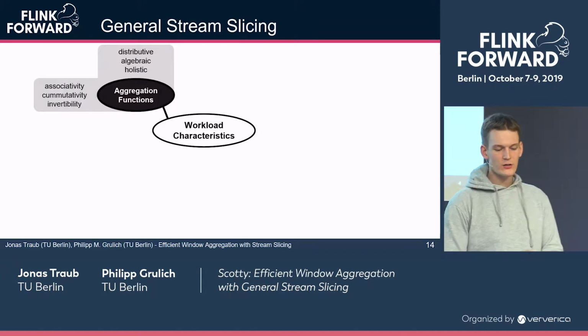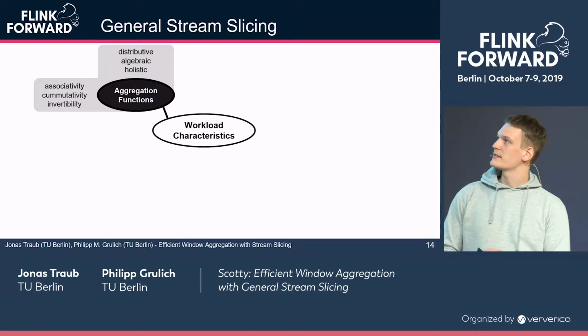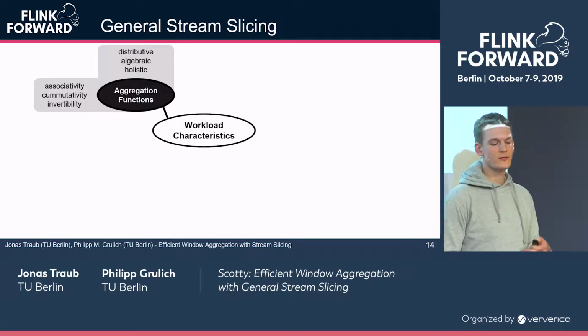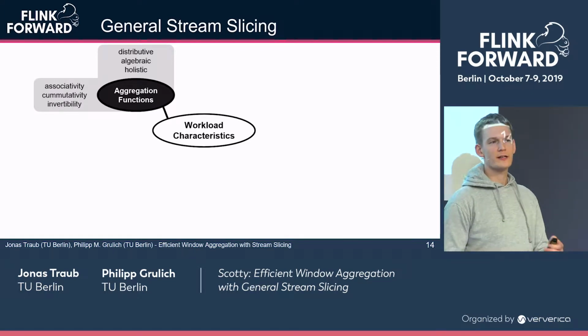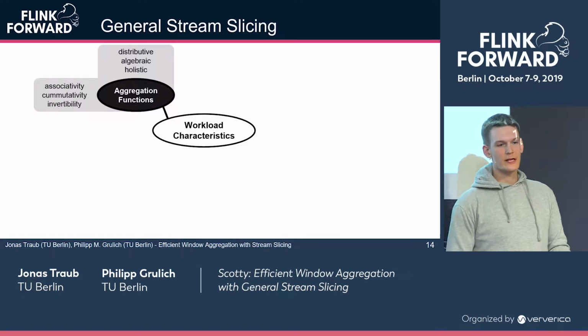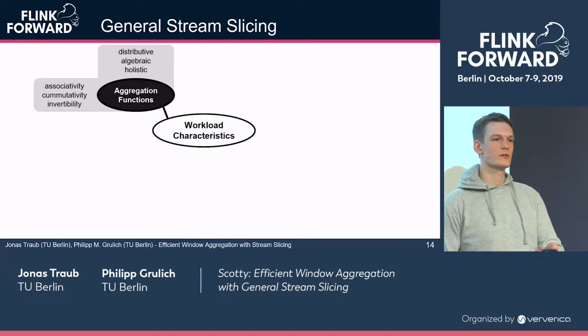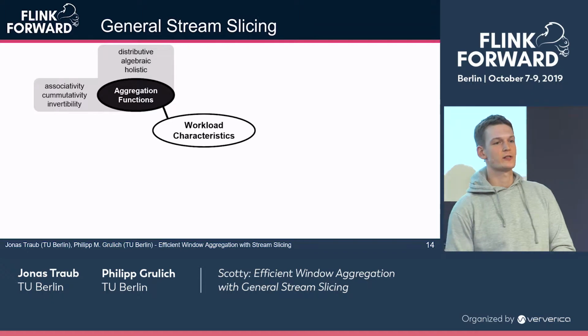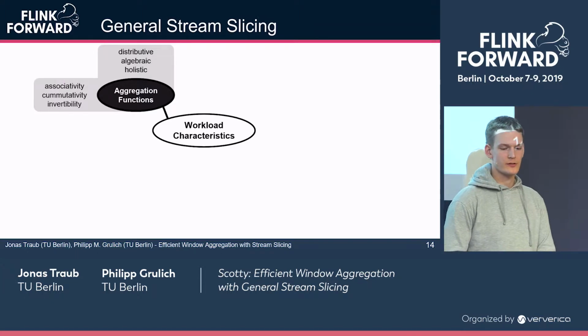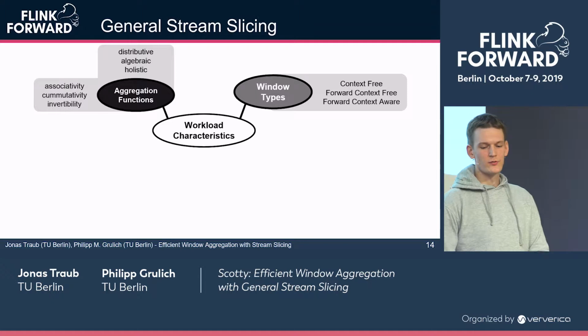So the first thing we look at is aggregation functions, and there we check if they are associative, commutative, or invertible, and we also check if they are distributive, algebraic, so that would be a sum aggregation or an average, or if they are holistic. So in the paper we also show some advantages we can gain for things like quantile computations and median computations.